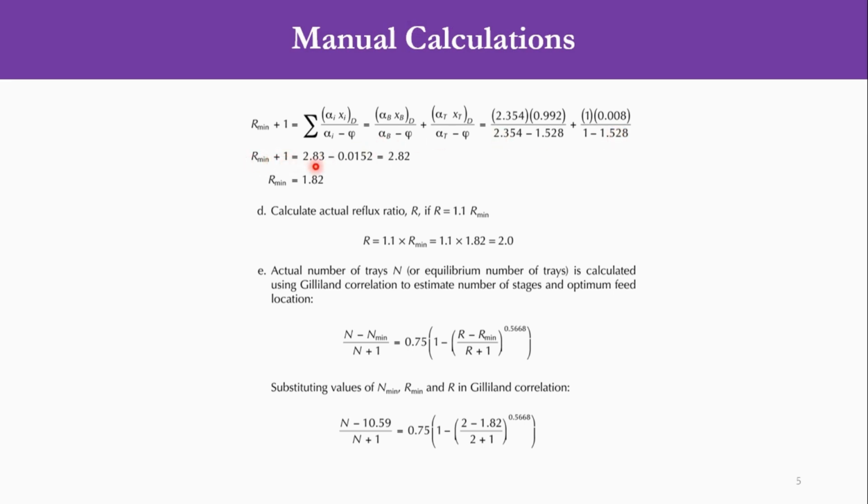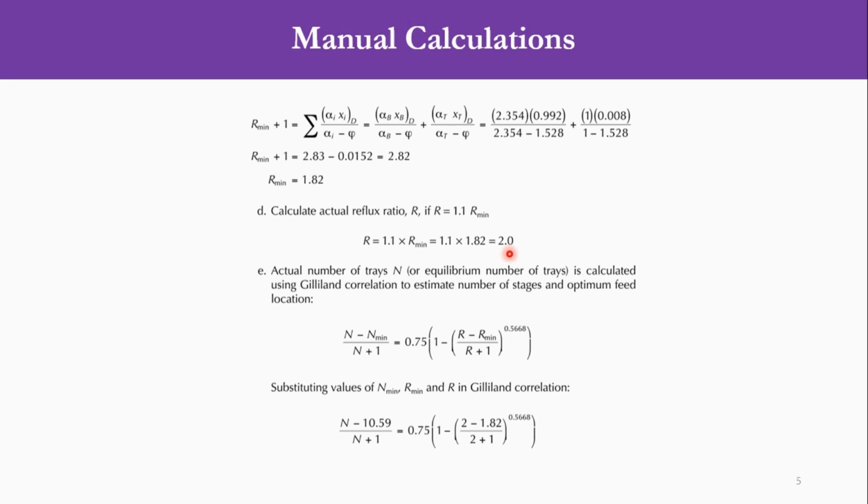So the R minimum plus 1 value is 2.82, and the value of R minimum is 1.82. So this is the minimum value of reflux ratio. But if you want to calculate the actual value of reflux ratio, the range is 1.1 to 1.5 times R minimum. It means that we have to multiply the minimum reflux ratio with a range of 1.1 to 1.5. So selecting 1.1, accordingly the answer will be 2.